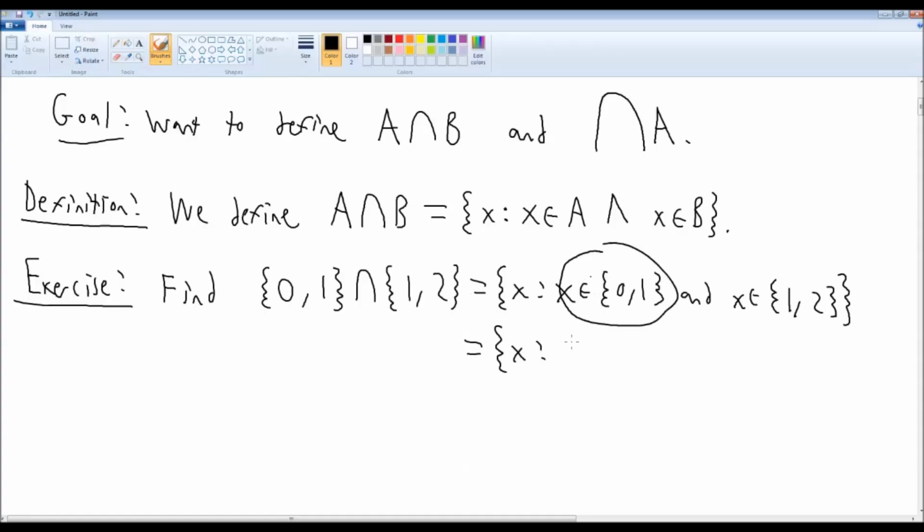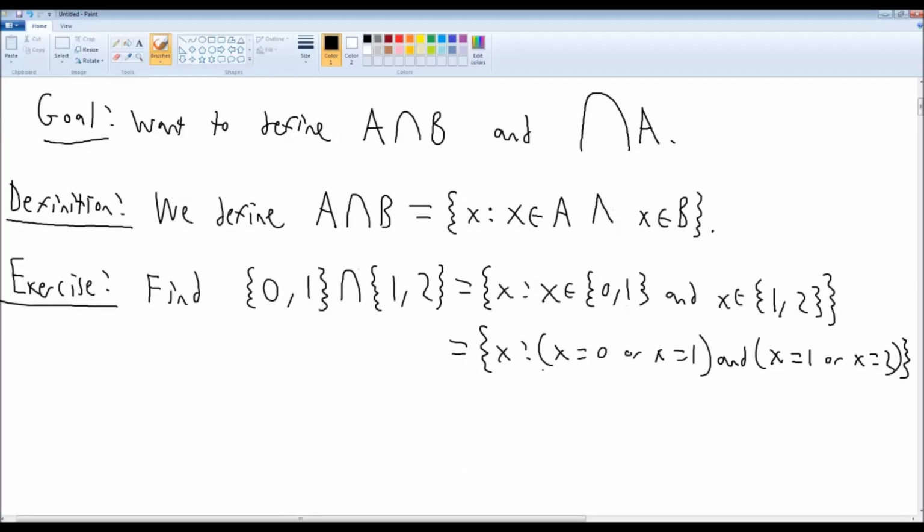This part we can rewrite as x equals 0 or x equals 1. And then this part we can rewrite as x equals 1 or x equals 2. Now for this to be true, for x to be 0 or 1 and x to be 1 or 2, the only possibility is that x has to be 1. So this set has only one element, namely 1. So this is the set of x such that x equals 1, which is just the singleton {1}. So you can think of set intersection as just overlap.